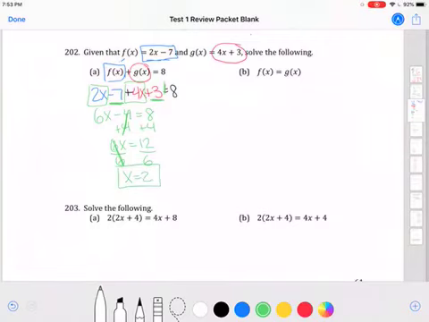I can take that 2 and check it, but again, I'm not going to take off points if you don't check. I just want you to be aware you can check every single one of these problems.